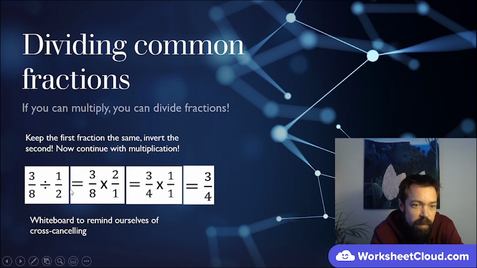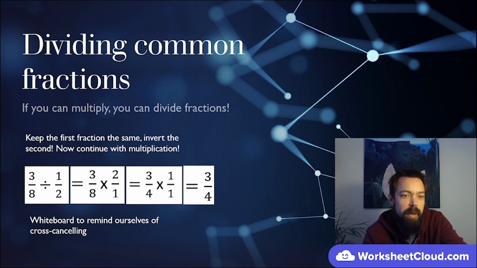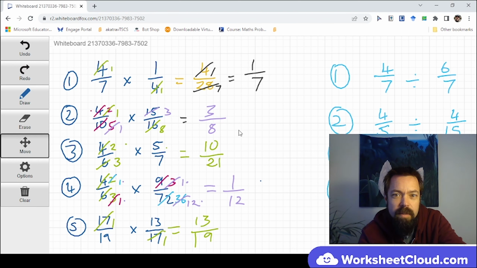We had 3 over 8 divided by a half. 3 over 8 stays exactly the same. We change the sign from division to multiplication, and we turn this fraction upside down. So it becomes 2 over 1, which I know is 2 because 2 divided by 1 is 2. But we leave it like that so that we can work with it in a fraction. I can't simplify. Oh no, I can simplify. 2 goes into there 4 times, 2 goes into there once. So 4 and 1. The others stay the same. 3 times 1 is 3. 4 times 1 is 4. There we go. Let's jump back to the whiteboard. We will have a quick practice with some division ones.